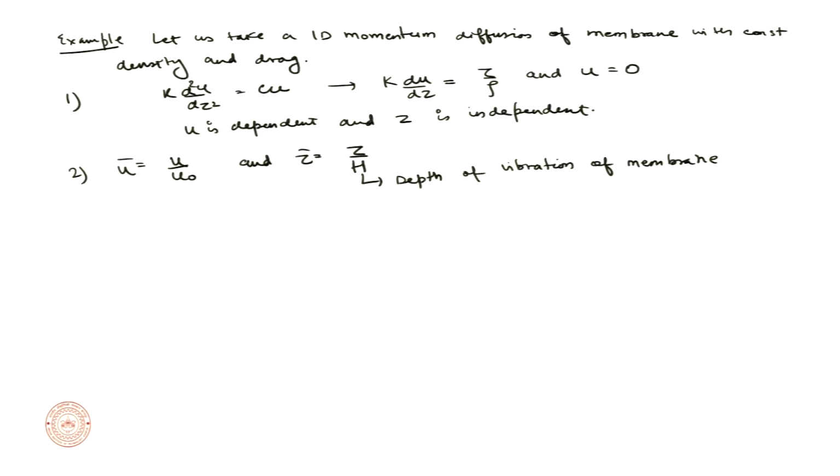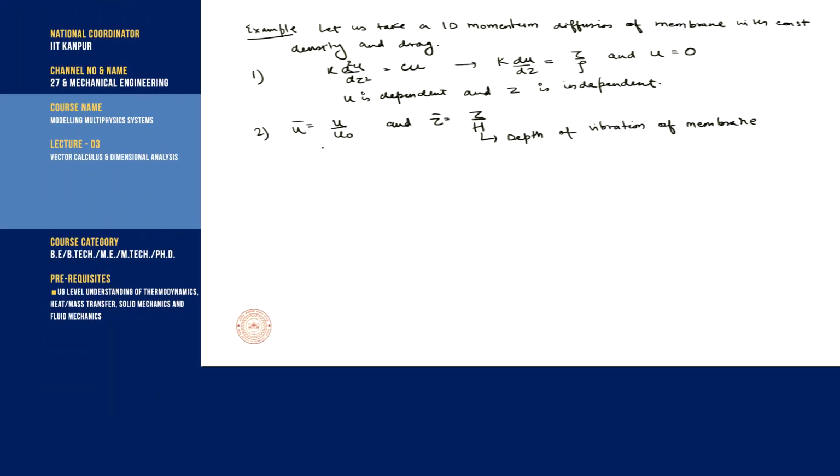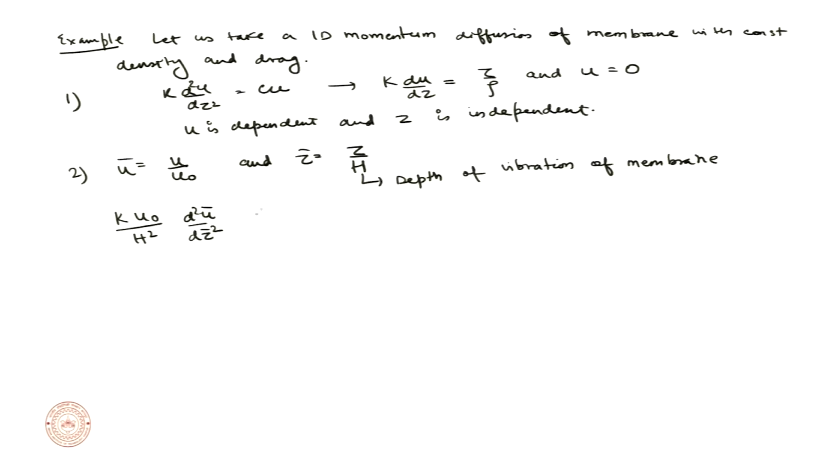Okay, so now we can substitute it back into our equation. So that is step, let's substitute this back. So, k u naught, du by dz is u naught, z square. So, it will be h square equals c into u naught into u bar. Okay. So, this is one.